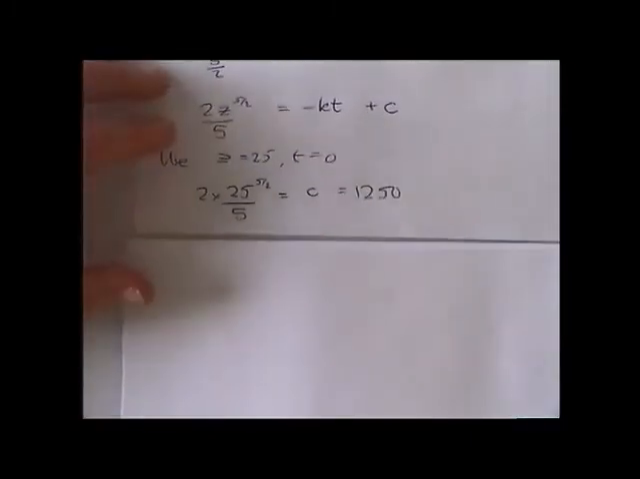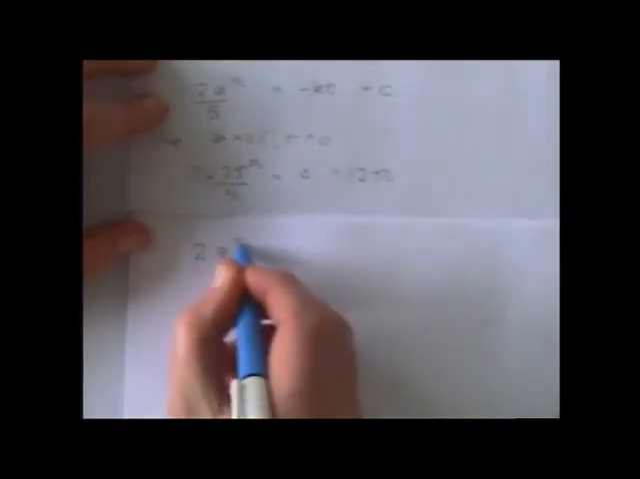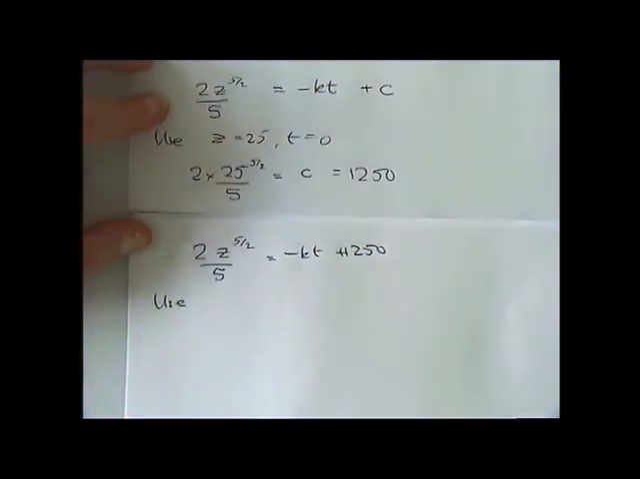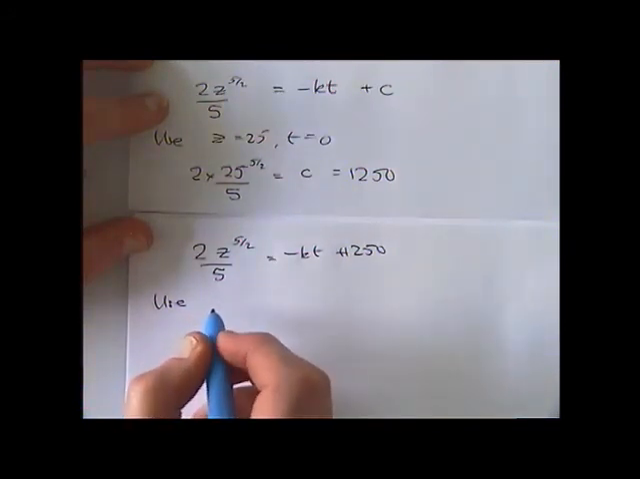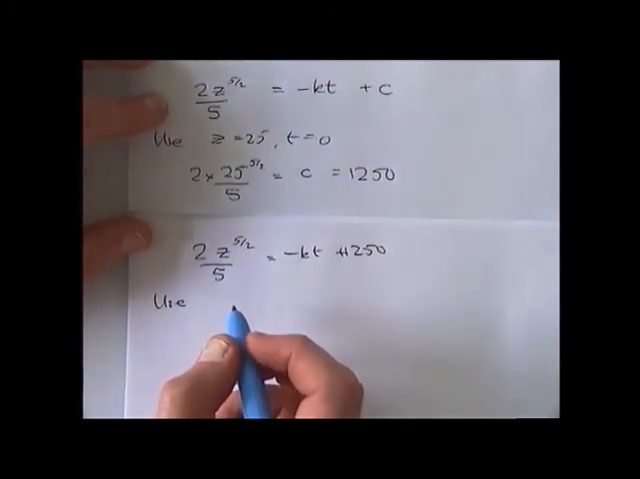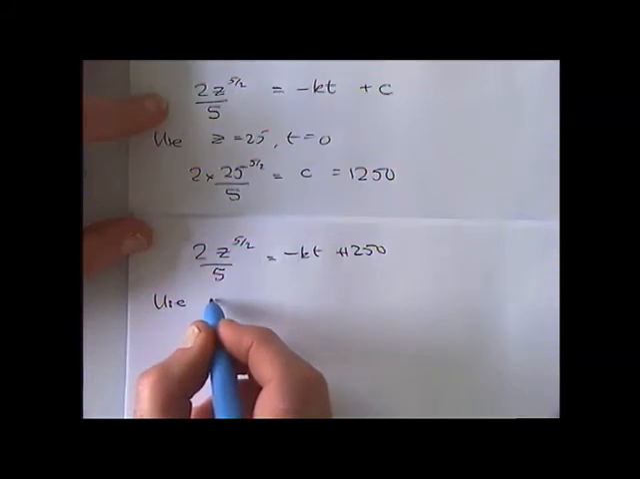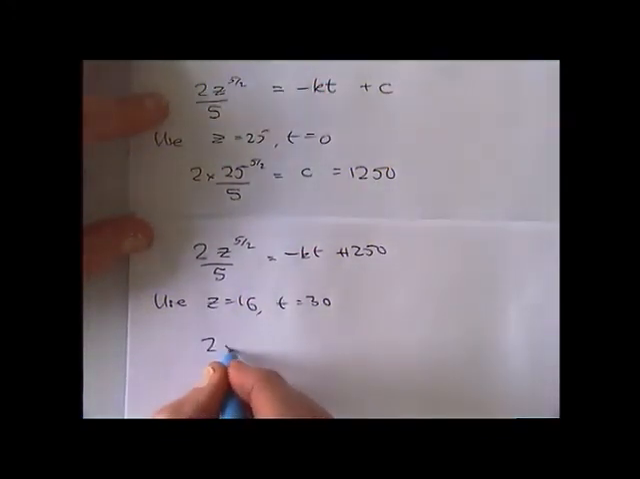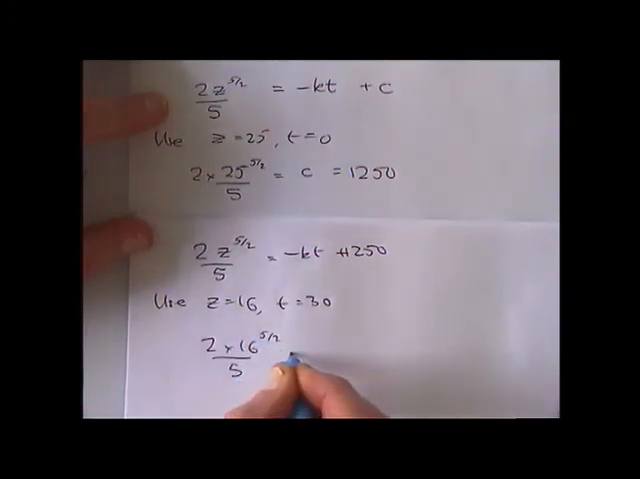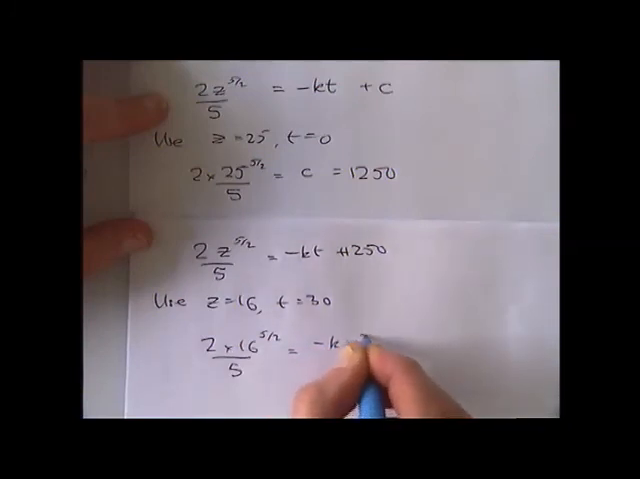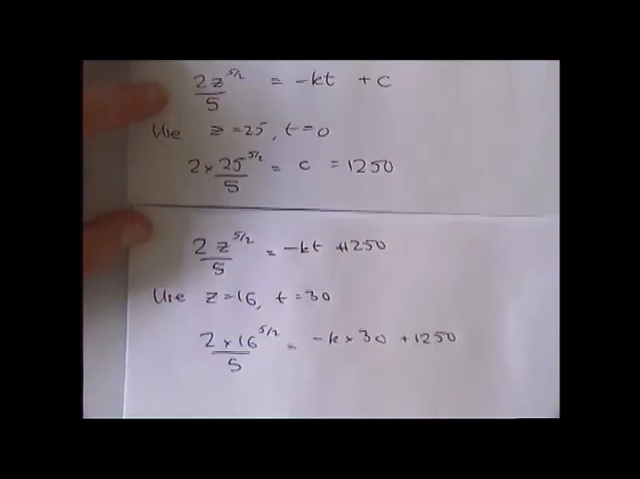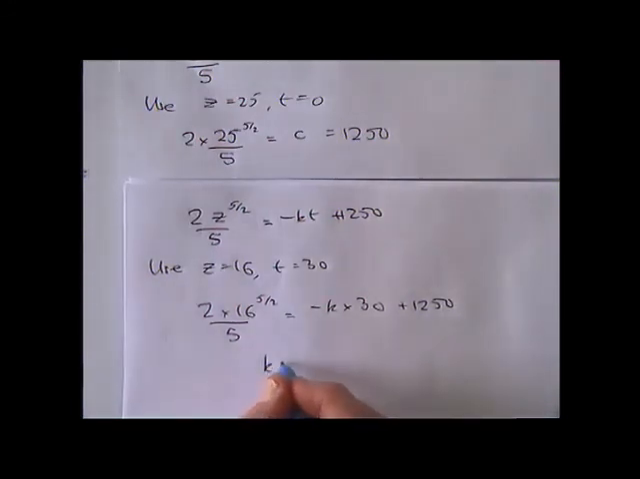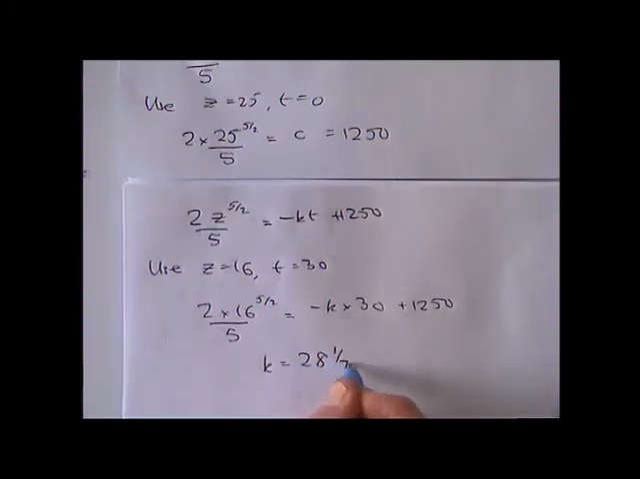So I now know c, so I can rewrite the equation that's at the top of the board. And what other information can I use from the question? Somebody else find something in the question I can use? z equals 16 when t equals 30. Okay, so put that information in. To save a bit of time, shall I just tell you what k is? Because we're running towards the bell. If you did rearrange that, you would get k is 28 and 1/75.